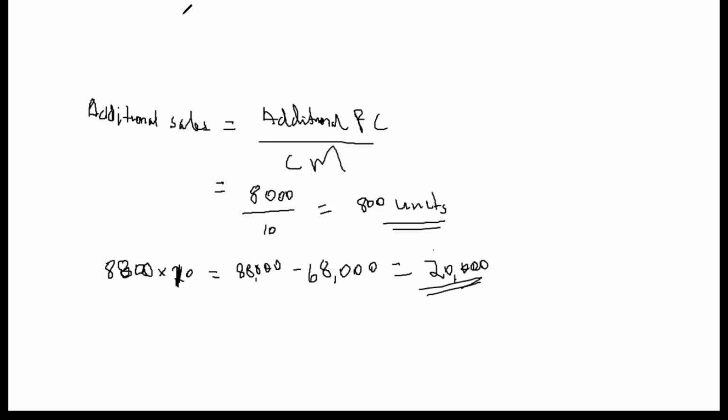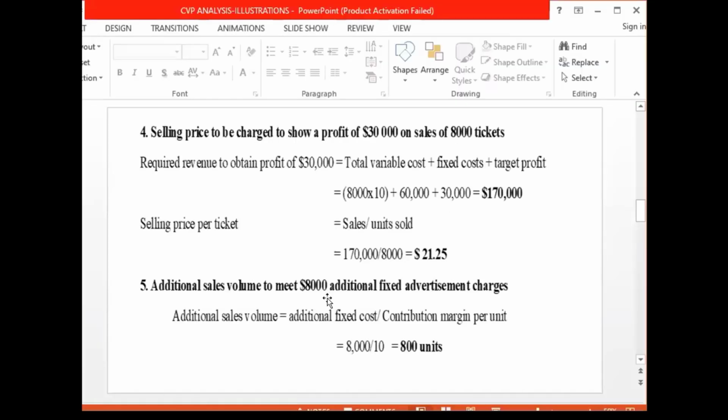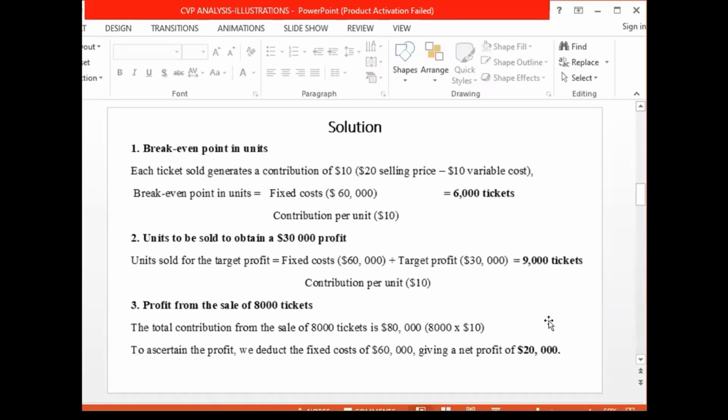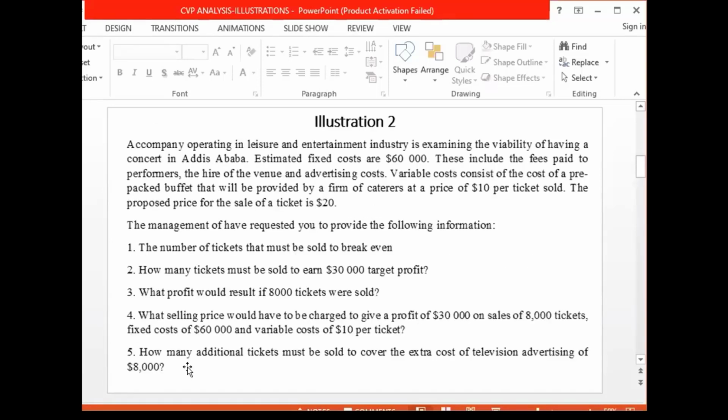So you can see that. Okay. So it's 8,800 units. Any question?